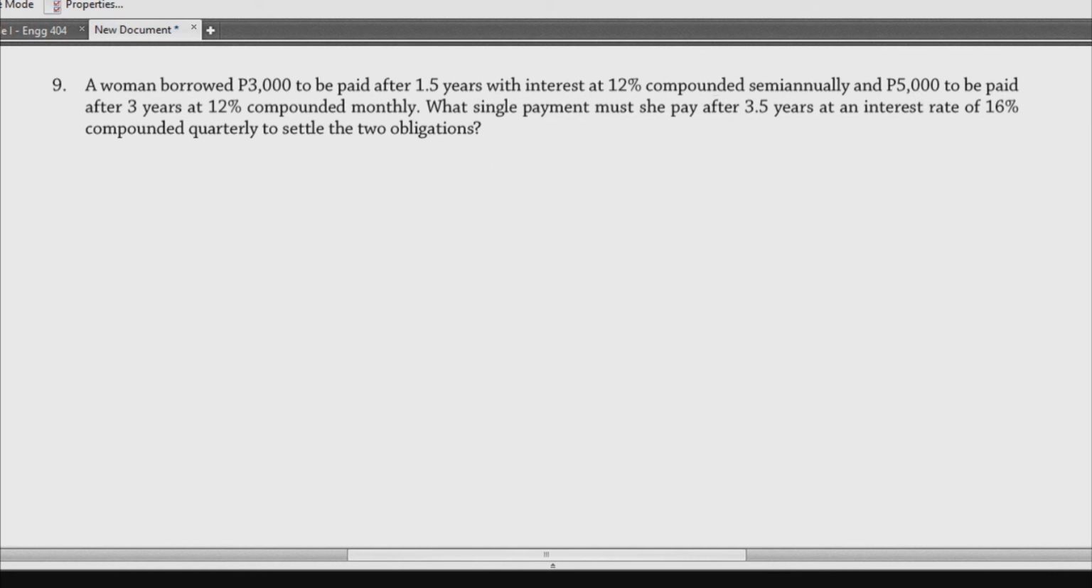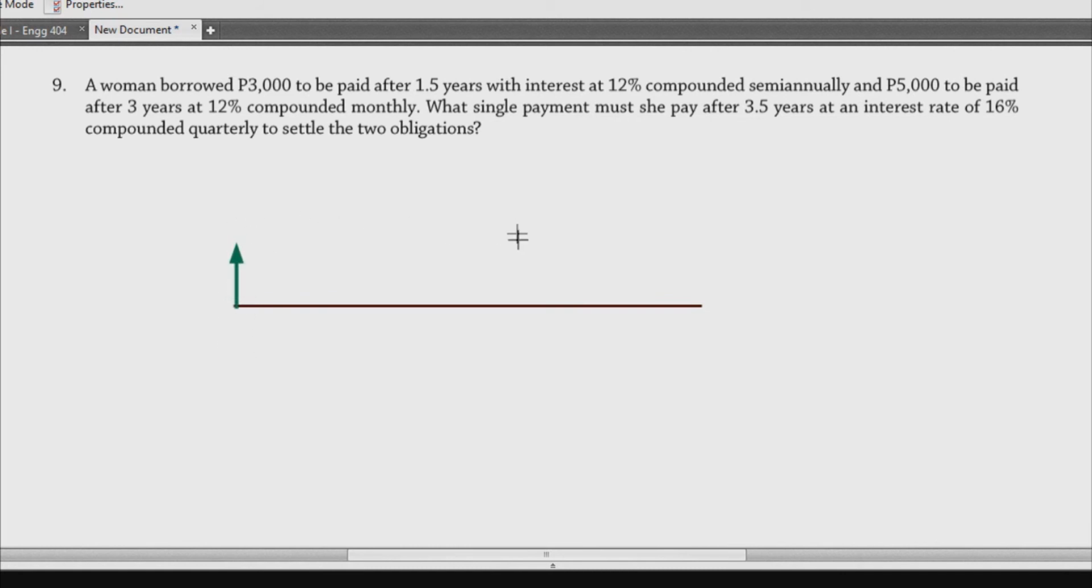So let's draw the cash flow diagram in this case. So if we have this time frame, no? And then initially she borrowed 3,000. So let's put 3,000 here. It goes upward because she borrowed, no?